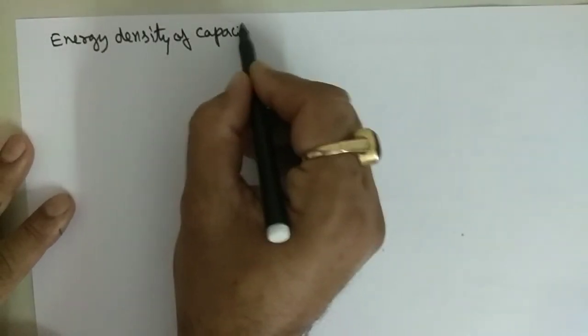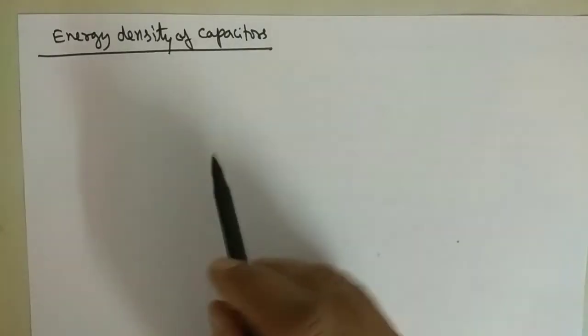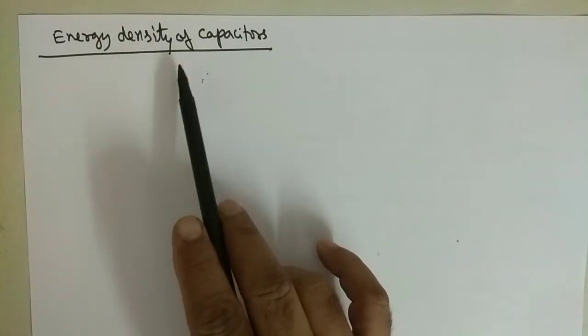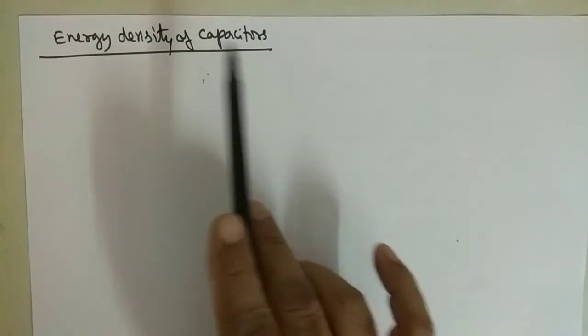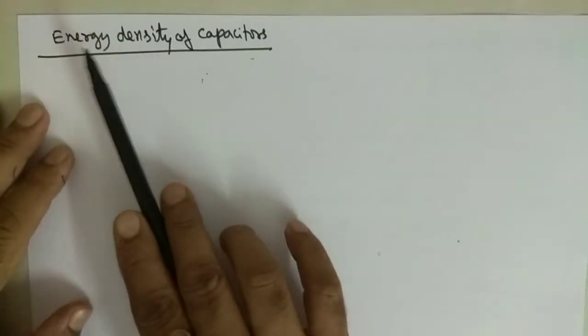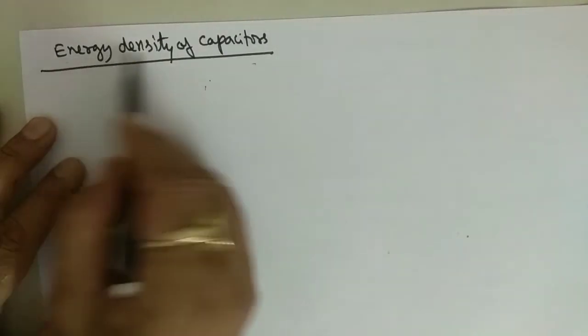Or in capacitors, same thing. Density means energy per unit volume, like the simple density, you know, mass upon volume. Here the energy density means the energy per unit volume. So in a charged capacitor, electrical energy is stored in the electric field between the plates. So energy stored per unit volume in electric field is known as energy density.